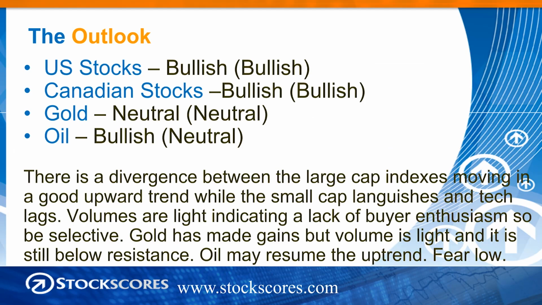So my ratings then: bullish on both time frames for US and Canadian stocks, neutral for gold, and bullish long-term, neutral short-term for oil. There is a divergence between the large cap indexes moving in a good upward trend, while the small cap languishes and tech lags the trend. Volumes are pretty light, and that indicates a lack of buyer enthusiasm, so be selective.